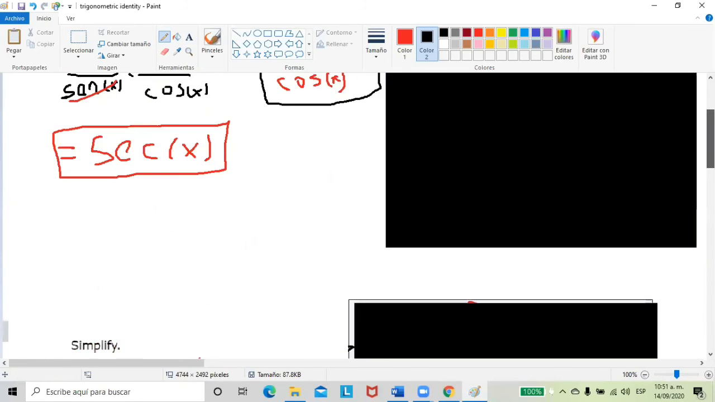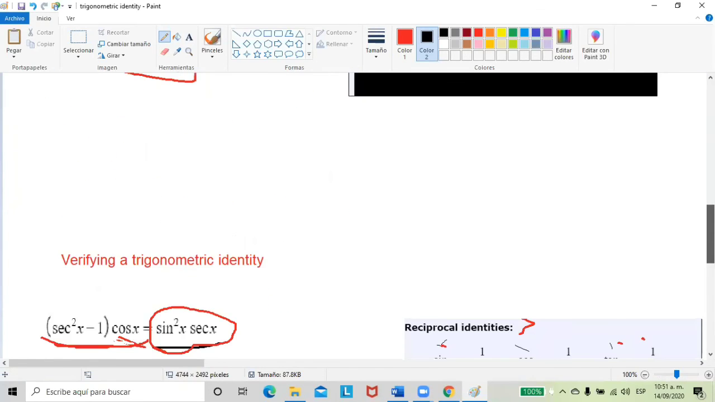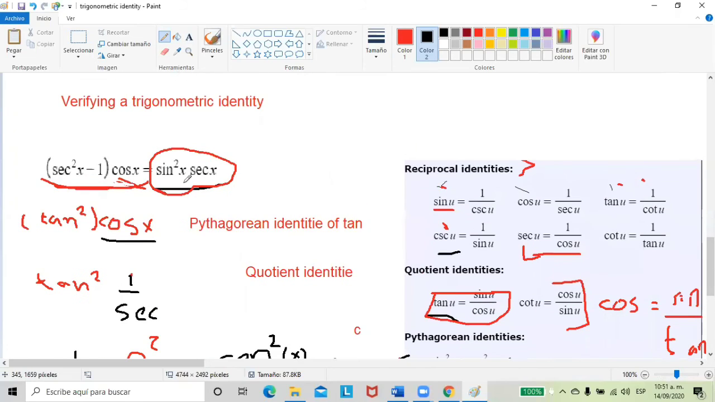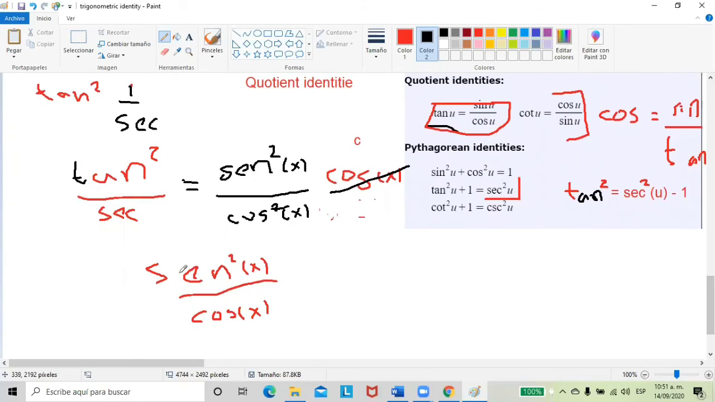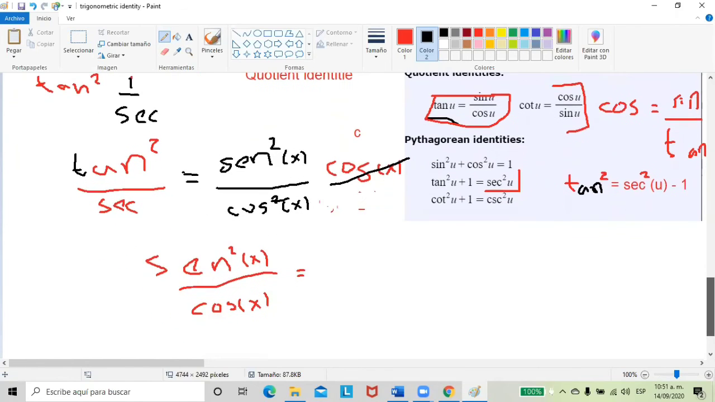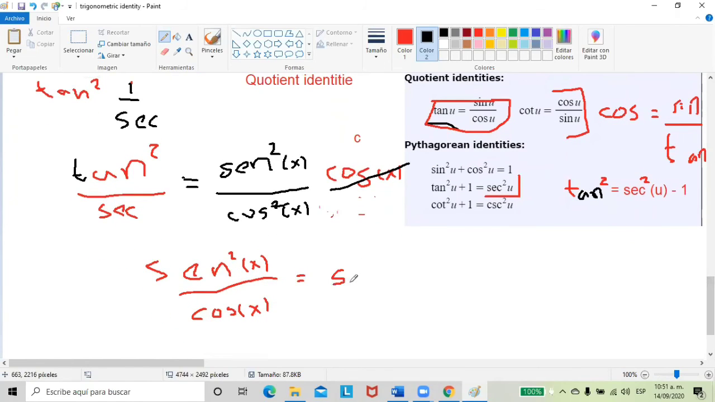We need this answer, sine square over secant, and we have here sine square, and this cosine is here below. We need it over, so which is the inverse one of the cosine, secant. So we have sine square.